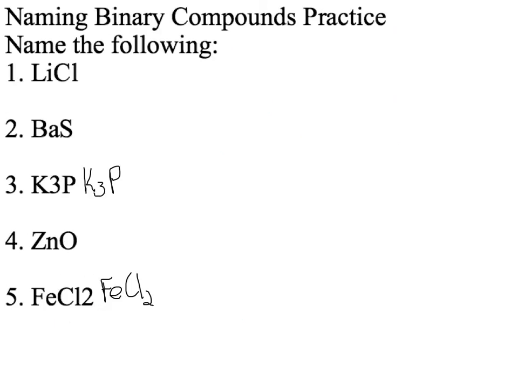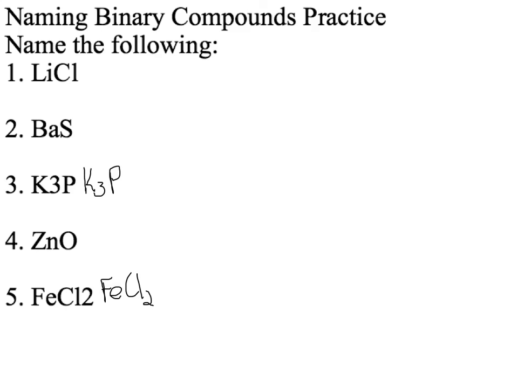Okay, and naming binary ionic, it's pretty easy. Just go to one that you already know, sodium chloride. Name the first one normally, and for the second one, go ahead and change the name, drop the ending and put "ide." So, for example, the first one is going to be lithium chloride, and the next one, that's barium, and that's sulfur, so barium sulfide. The next one I rewrote. That's going to be potassium, and that's phosphorus, so potassium phosphide. And the next one, number 4, is zinc and oxygen, so zinc oxide.